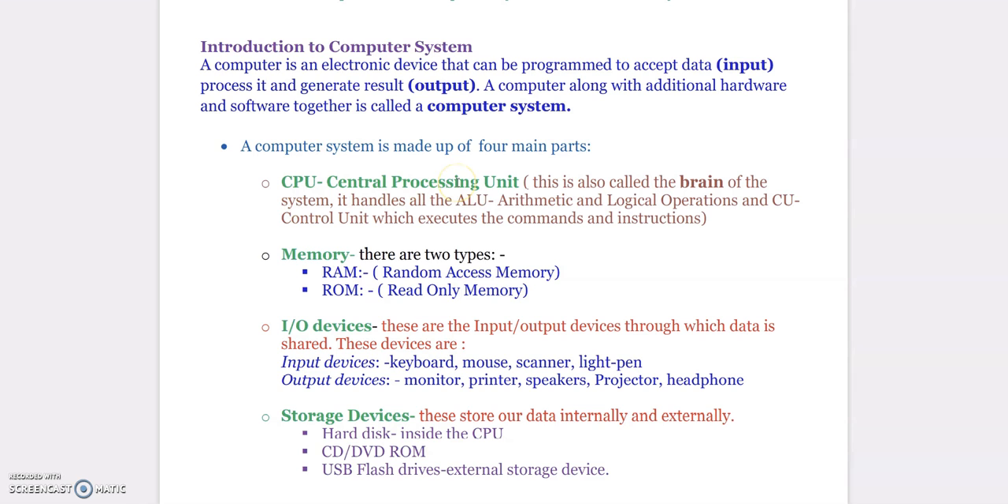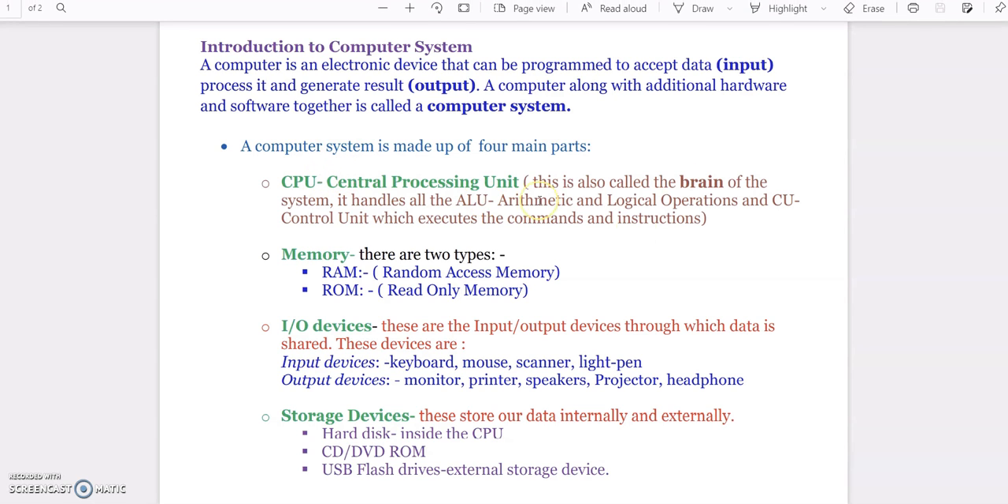We have the CPU, which is the central processing unit, the memory, the input-output devices, and the storage devices. Now let's look at each. The CPU, Central Processing Unit. This is also called the brain of the system. It handles the ALU, which is the arithmetic and logical operations, and the CU, which is the control unit. It executes the commands and instructions.